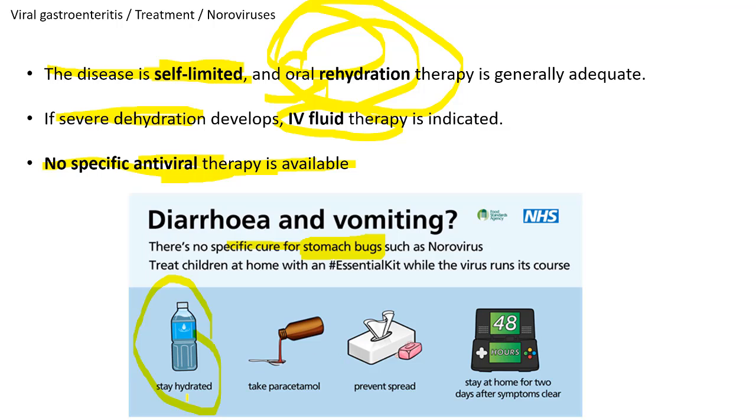So you need to stay hydrated, stay at home, so you do not transmit the infection to other people. If the kid is at school, then they should stay at home for at least 2 days after the symptoms have disappeared. Then you try to prevent spread by using good hygiene, and we will see that later on. If there are pains, like myalgia, as we said, some constitutional symptoms, or fever, you can give paracetamol for those constitutional symptoms. Right?